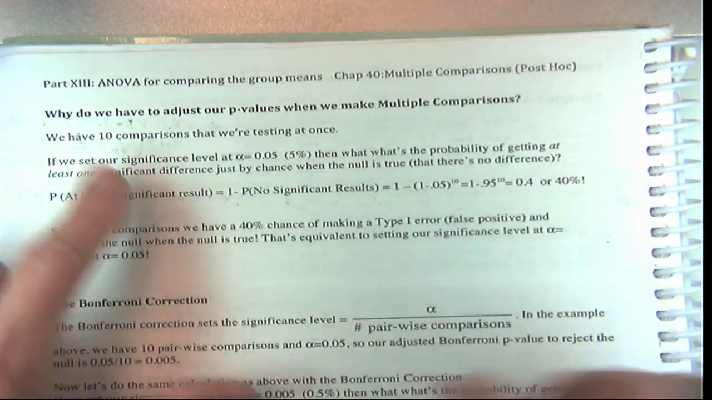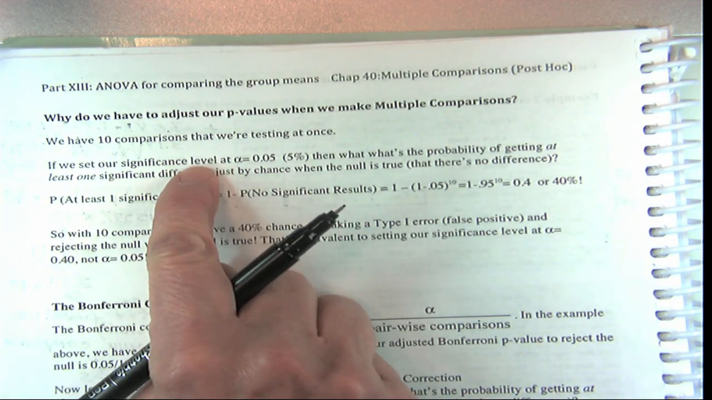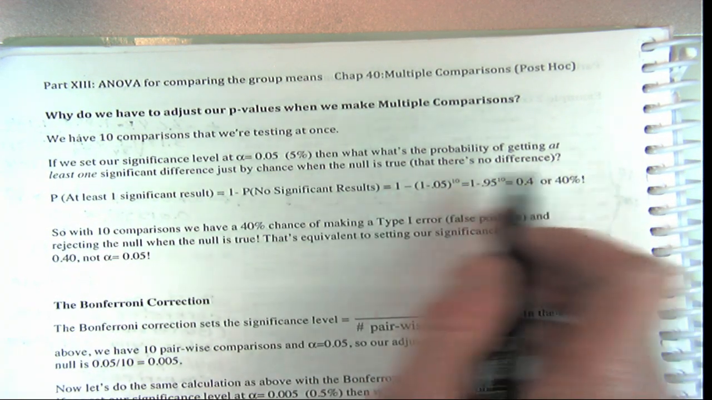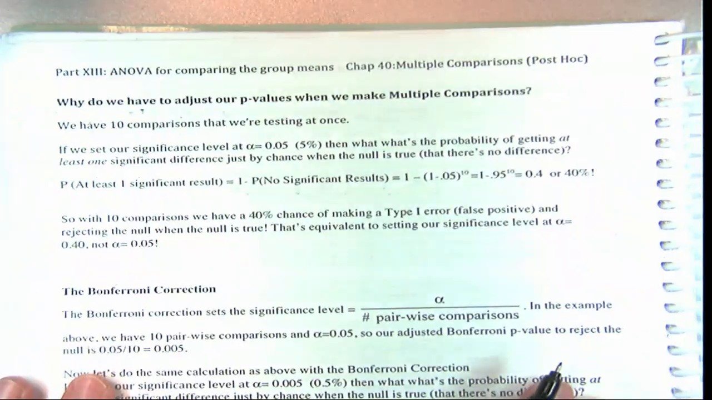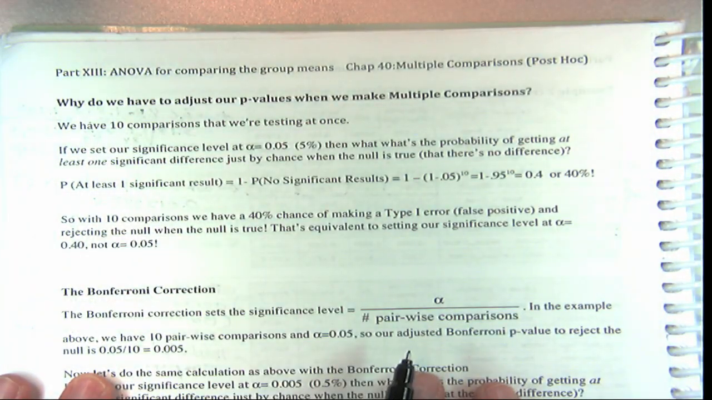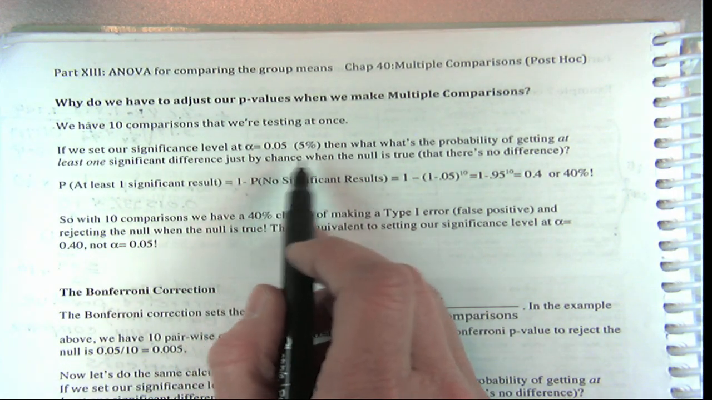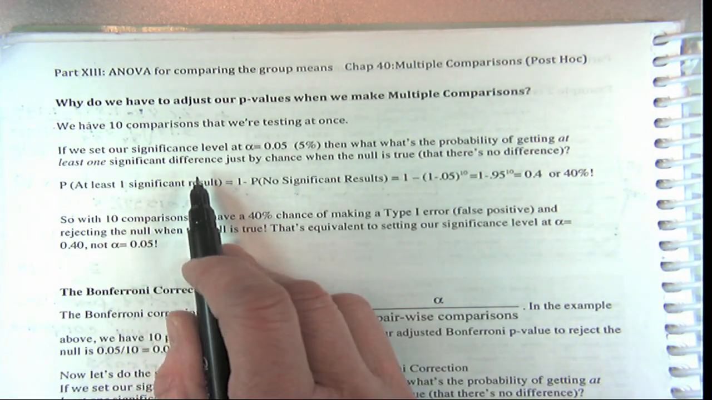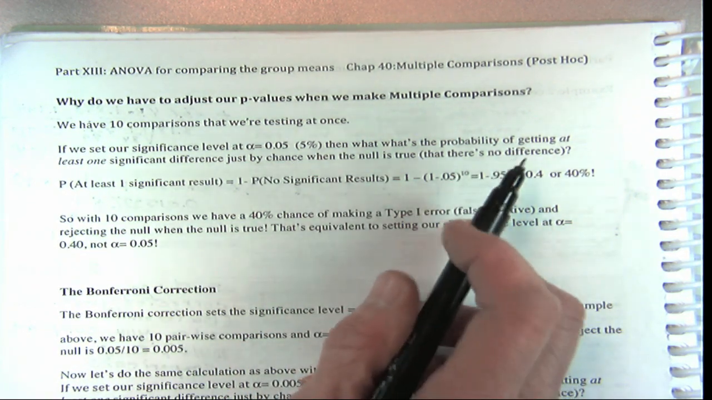So here's the mathematical explanation. We have 10 comparisons that we're testing, and it shows what the actual probability is if we set our significance at 5%, on page 185. I'm not going to ask you to do these calculations, but I think it's useful to understand them. So if we set our significance level at 5%, what's the probability of getting at least one significant difference just by the luck of the draw when the null's true, when there's really no difference?